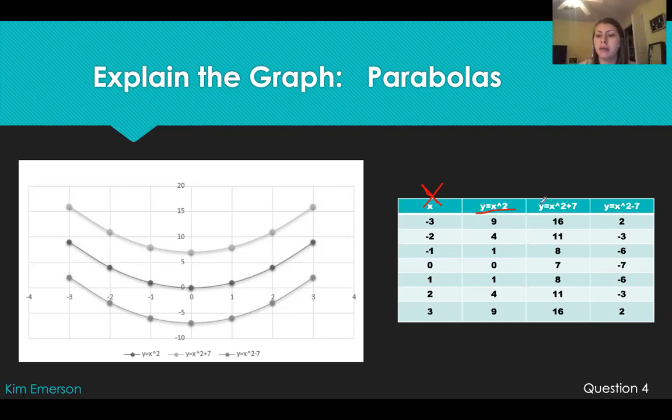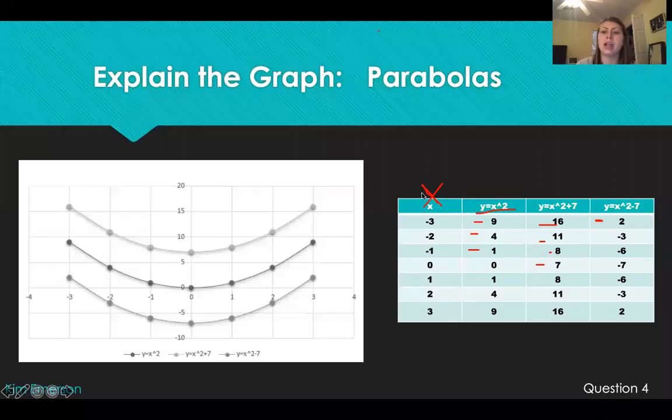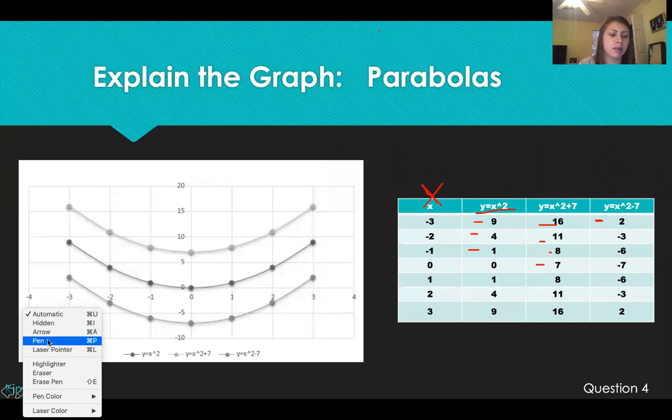And then we see that we have y equals x squared plus 7. Excuse me, these top halves are actually supposed to be negatives. I'm sorry about that, guys. I forgot to put the negative sign. Yeah, those were supposed to be negative.